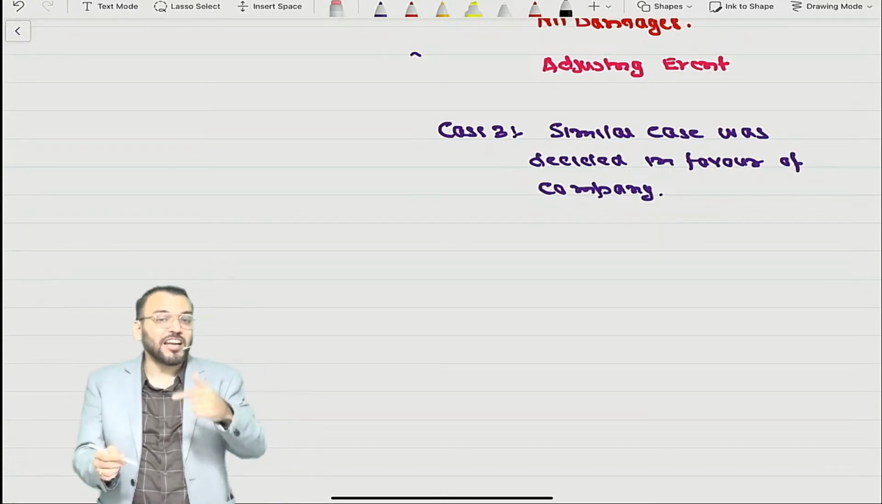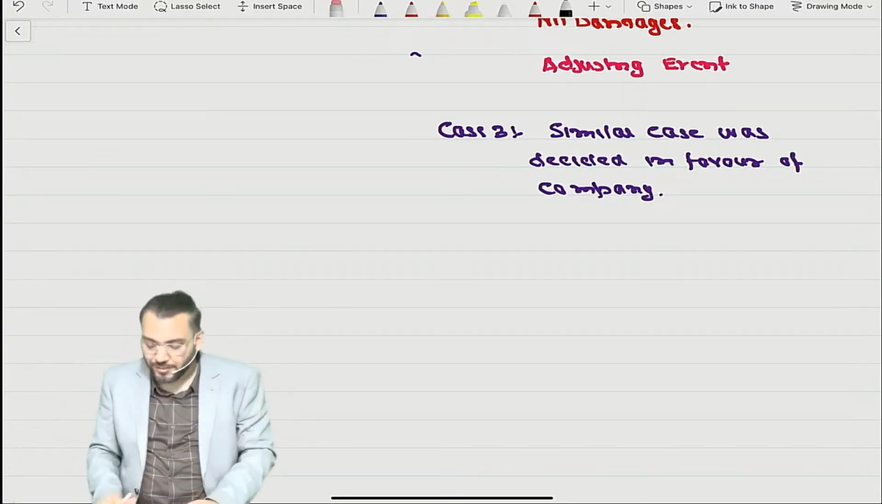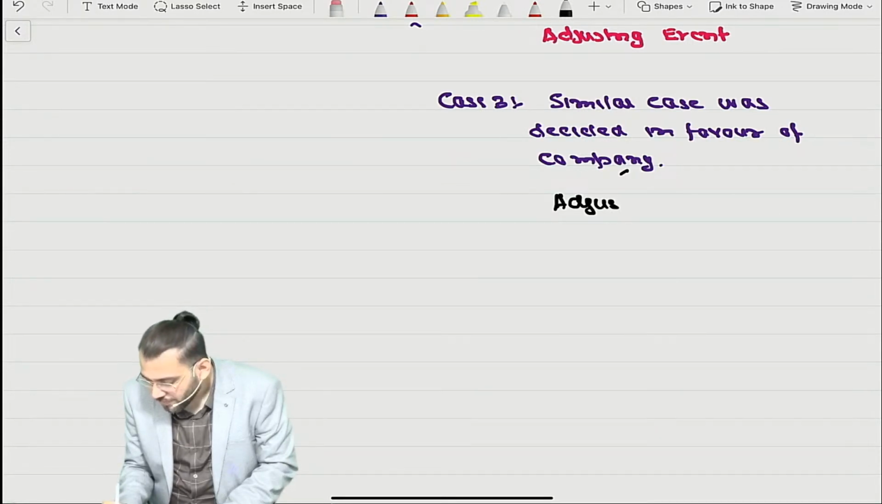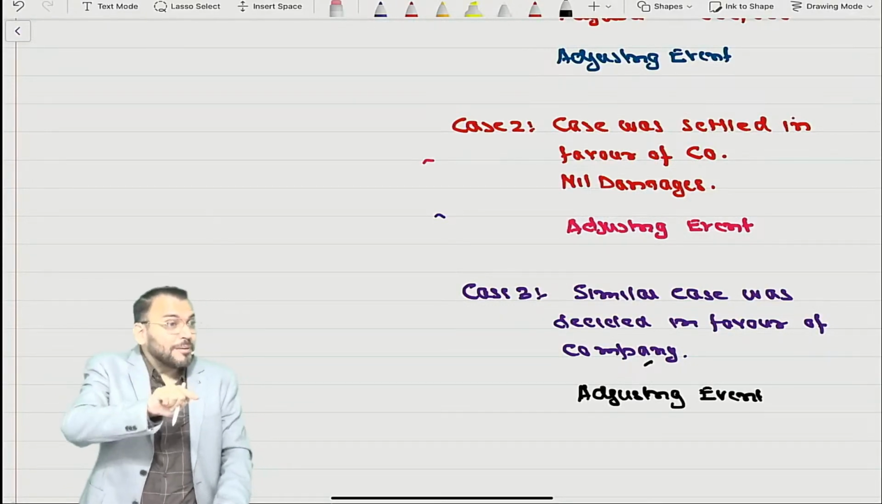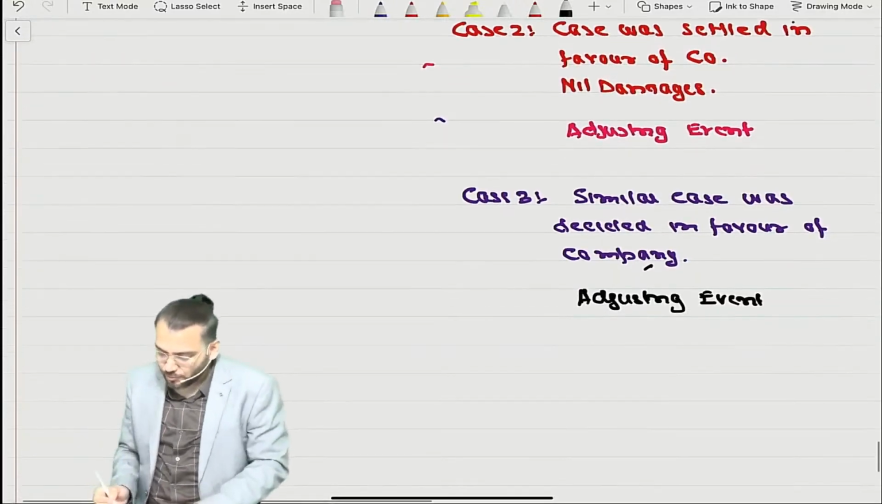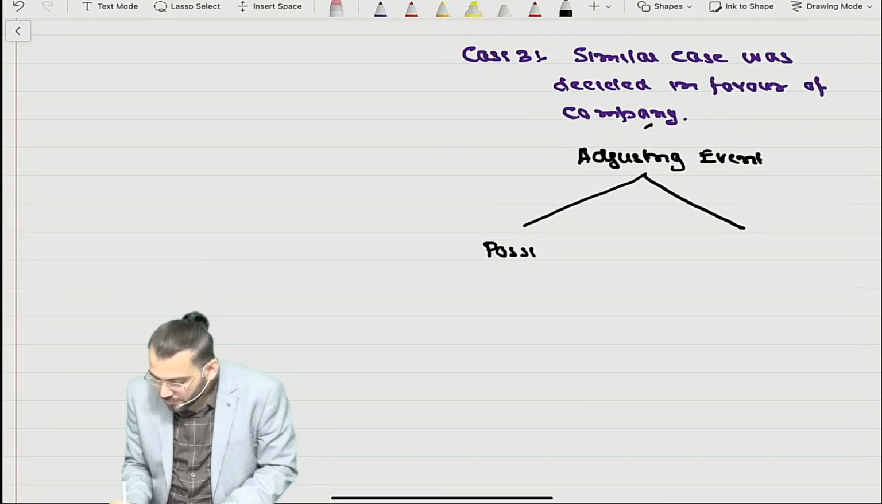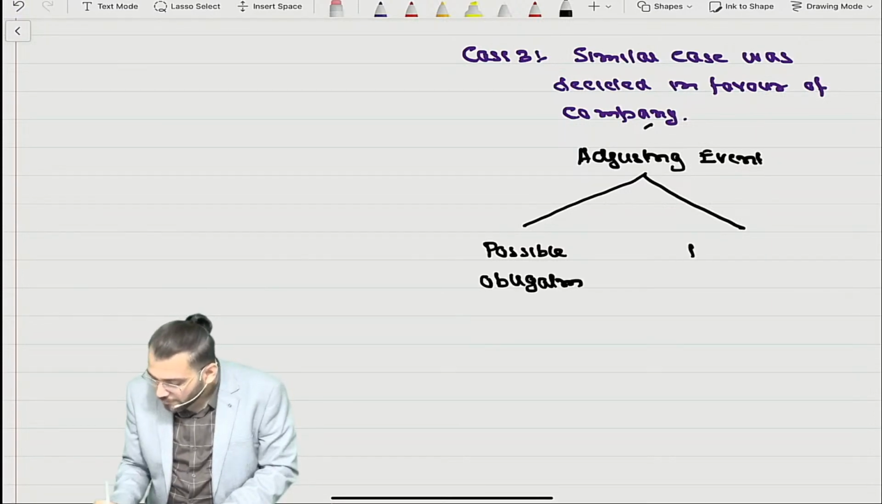So of course, the case which was decided in favor of that company will give some reference, so some relaxation will be there. It means of course it will be an adjusting event. Either you will decrease the amount of provision, or the provision may become a contingent liability or no treatment required. It means there can be two situations: either it becomes a possible obligation, or it becomes a remote obligation.